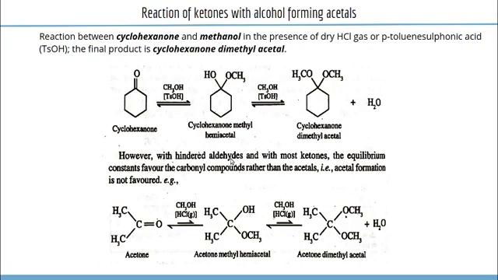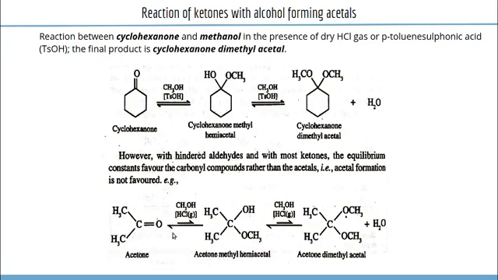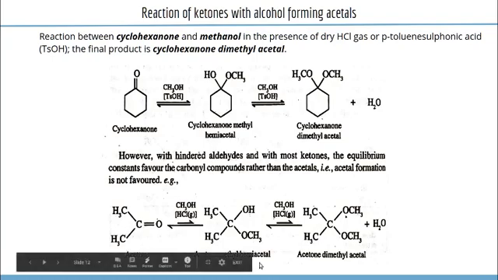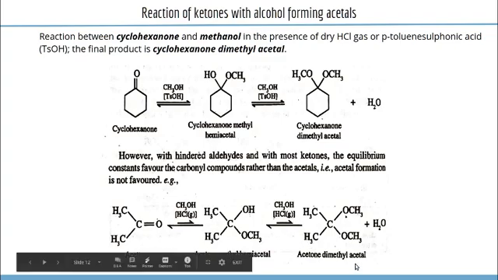However, with hindered aldehydes and with most ketones, the equilibrium constants favor the carbonyl compounds rather than the acetals. Acetal formation is not favored in the case of hindered aldehydes. Here you can see hindered aldehydes and ketones. In the case of acetone, we have two methyl groups. On treating with methanol, first we will get a hemiacetal. Then again on treating with one more molecule of methanol, we will get acetone dimethyl acetal.